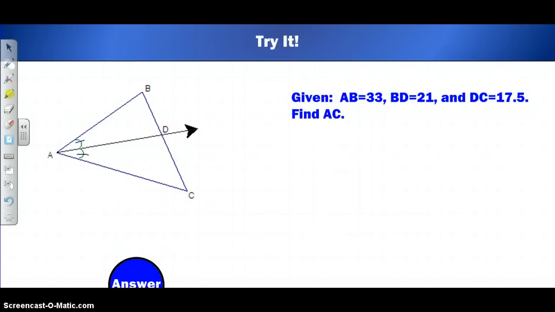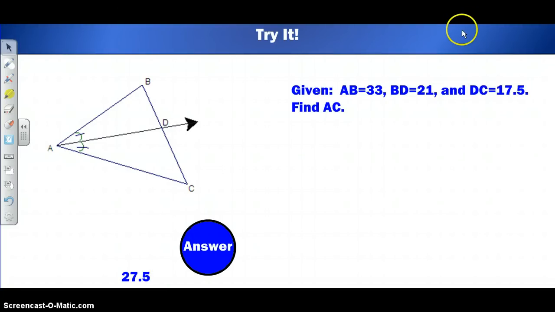Now, why don't you guys give this a try, and then I will pause it, and I will show you the answers when you return. Here's the answer. If you had trouble at all, please go back and check your work. If you still are having trouble, we will again talk about it when I return.